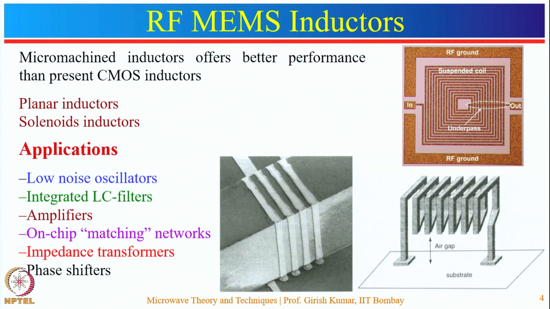The next type of component is the RF MEMS inductors. The most important properties of RF inductors are the inductance value, the quality factor and its self resonance. Among these, the quality factor is the most critical parameter. So, in case of a voltage control oscillator, if you remember, the phase noise is the critical parameter and it should be low. The phase noise of the VCO is given by the inverse of the square of the quality factor.